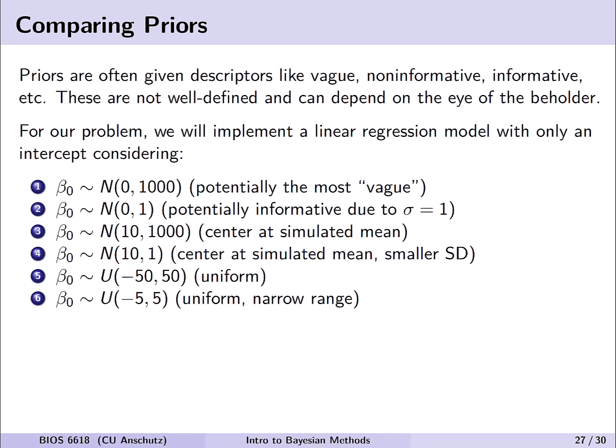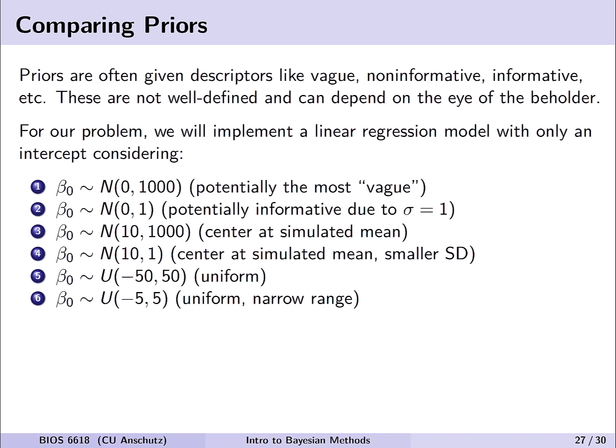Now, for our problem, we're going to implement a linear regression model with only an intercept, so essentially estimating the group mean using brms. And we're going to compare 6 different priors. We're going to look at one which I would think of as the most quote-unquote vague. We're going to center our intercept or mean value at 0 with a standard deviation of 1,000. Remember, we simulated 20 observations from a mean of 10 and a standard deviation of 2.5. So this prior is pretty general and covers a wide range of our possible values.